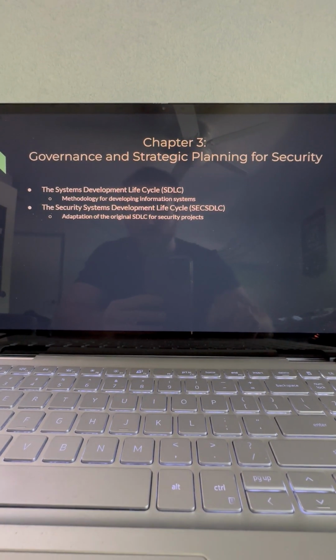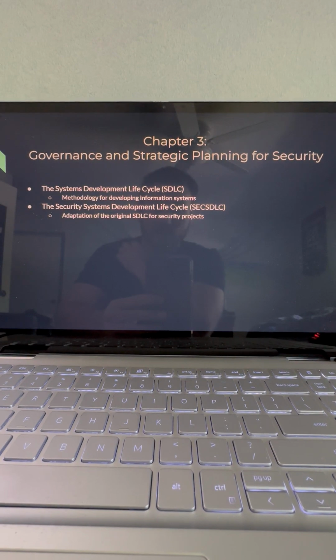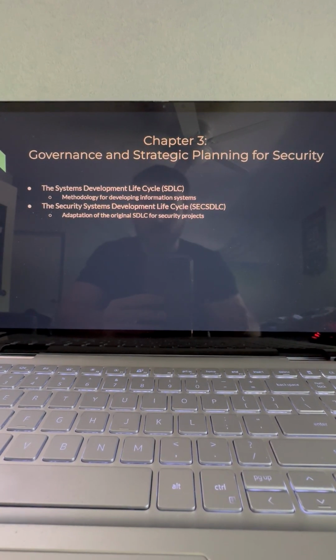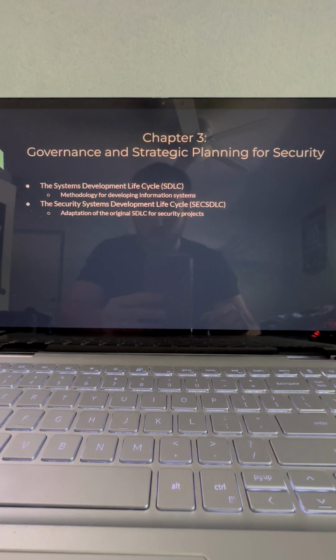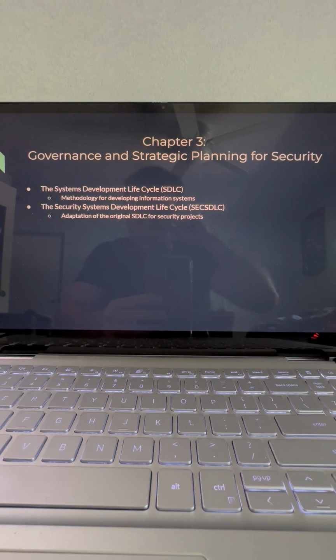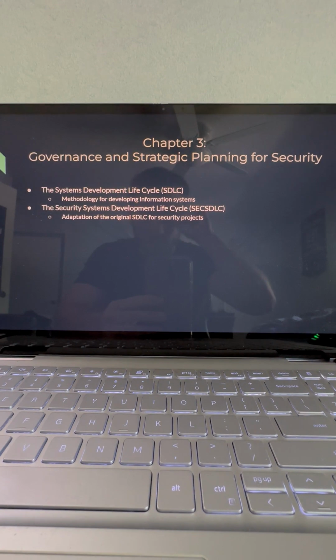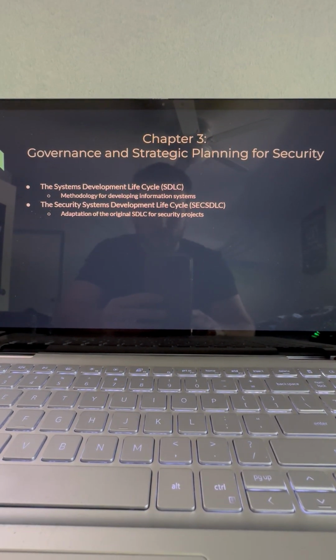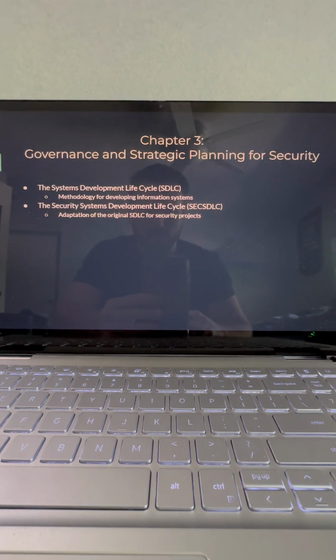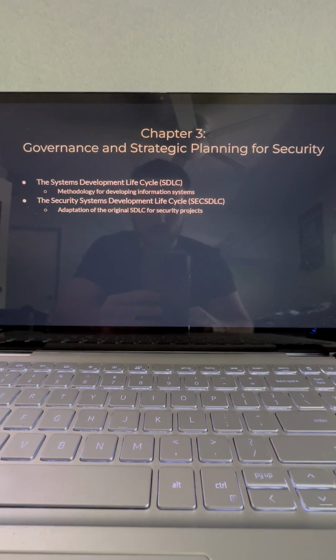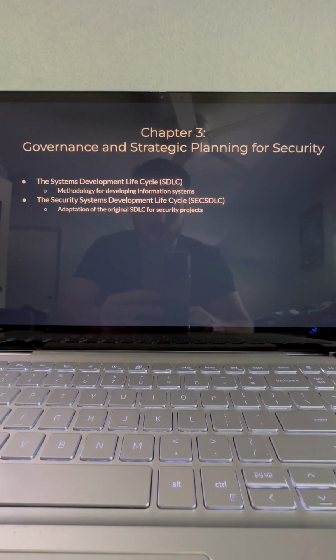So then moving on to Chapter 3, we look at governance and strategic planning for security. We look at the Systems Development Lifecycle, or the SDLC, and the Security Systems Development Lifecycle, or SEC-SDLC. This is significant because the SDLC is a methodology for designing and implementing information systems. The use of a methodology like the SDLC brings rigor to the systems development process.